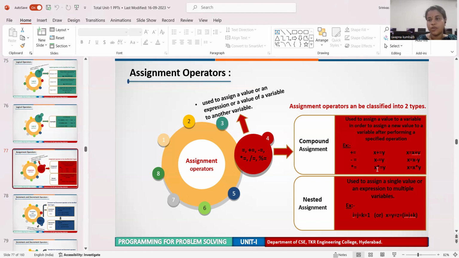So these are the various types of operators available in the C language. In the next class, we'll see the other operators.